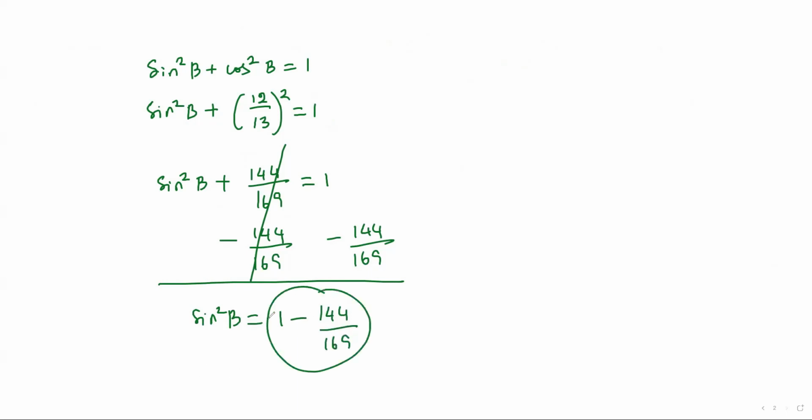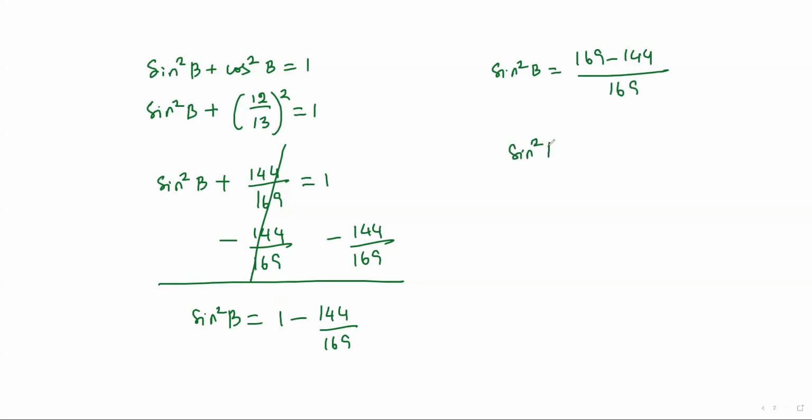Okay, to simplify this one, as I told you earlier, we have to multiply this integer 1 by this 169. Then we have to take this 169 as a common denominator. So sine square B equals 169 minus 144 over 169. So when we subtract 144 from 169, it will be 25 over 169. Okay, now to get rid of the square, I have to take square root on both sides. So the square will cancel out.